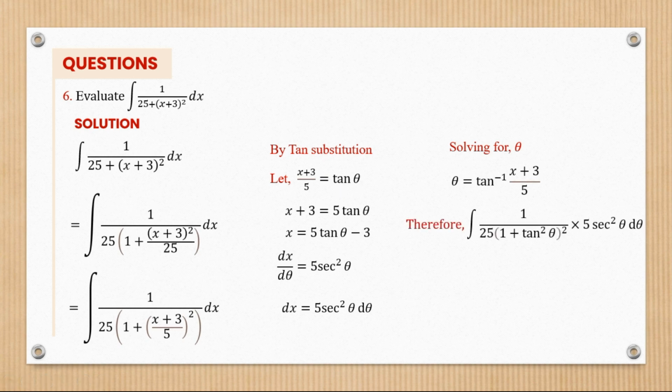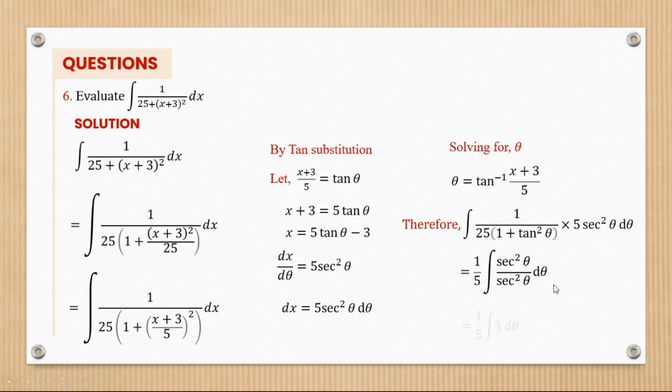Alright, so therefore the integral becomes 1 over 25 into 1 plus tan squared theta times 5 sec squared theta d theta. Now I can see that this and this reduce, and I'll have a 1 over 5 remaining. So I can pull 1 over 5 out. Then I also know that 1 plus tan squared theta is sec squared theta. So I have sec squared theta over sec squared theta d theta. Now these combine and then they'll reduce to 1.